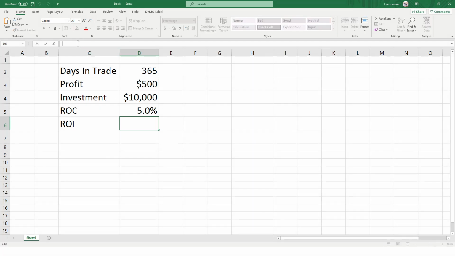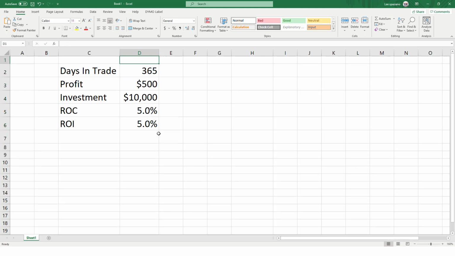I'll come up here in the formula bar and I will type in the equation. What we have here is 1 plus our return on capital raised to the power of 365 divided by D2, which is our days in trade, and in this case is also 365, minus 1. So we'll enter that in, and it gives us a return on investment of 5%. And that's what you would expect. Our return on capital equals our return on investment if we were in a trade for 365 days.